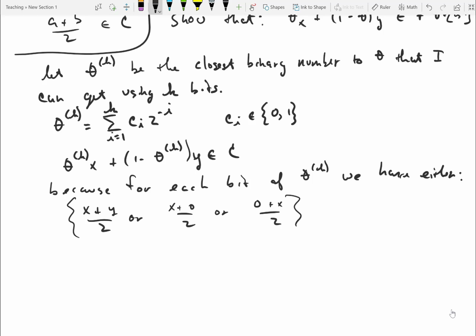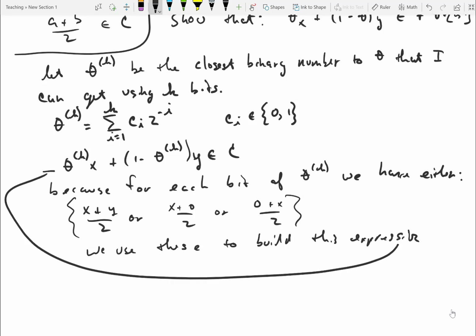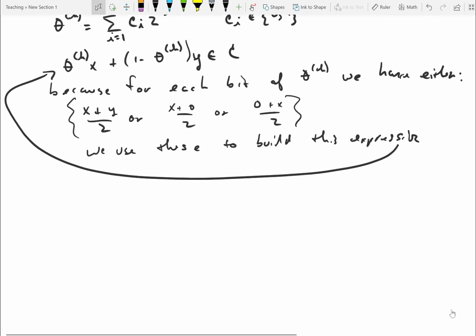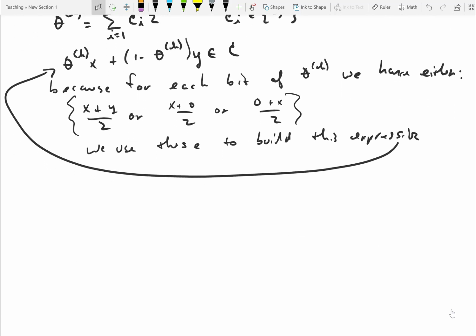And then we can start to sum these up bit by bit to build the expression that we already wrote, this one here. So we can say, okay, if we are in k bits, then by midpoint convexity, that element will be in the set at the kth bit.